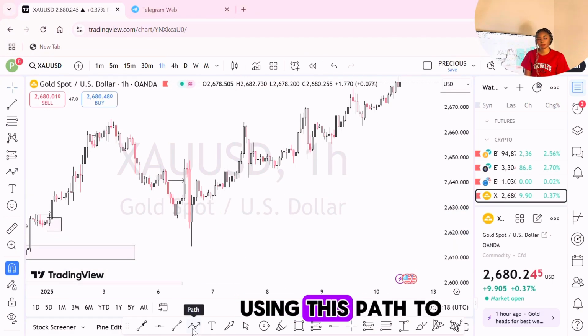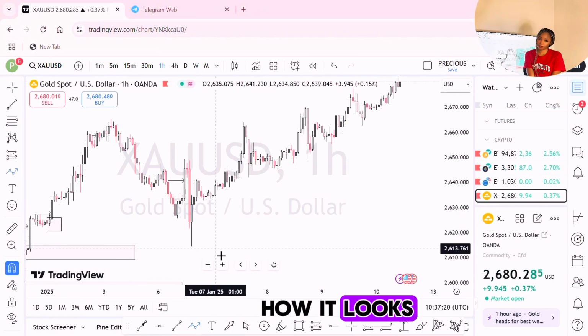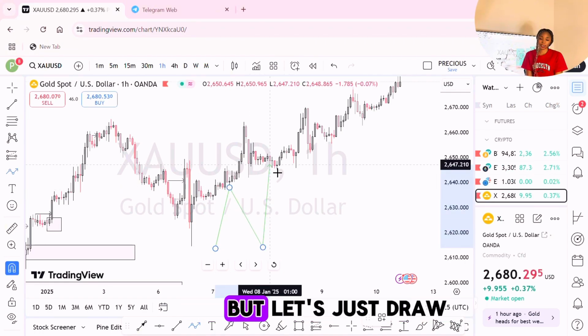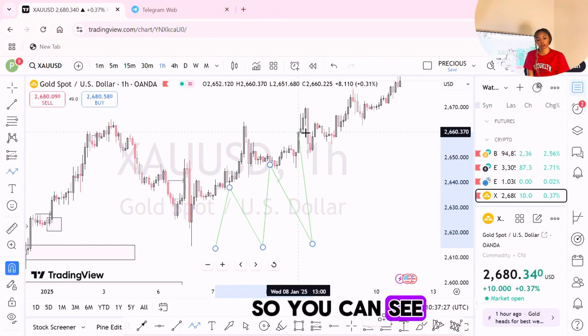So I'm going to be using these patterns to show you guys how it looks. So this is how a bullish market looks from the chart, but let's just draw it out so you can see clearly for yourself.